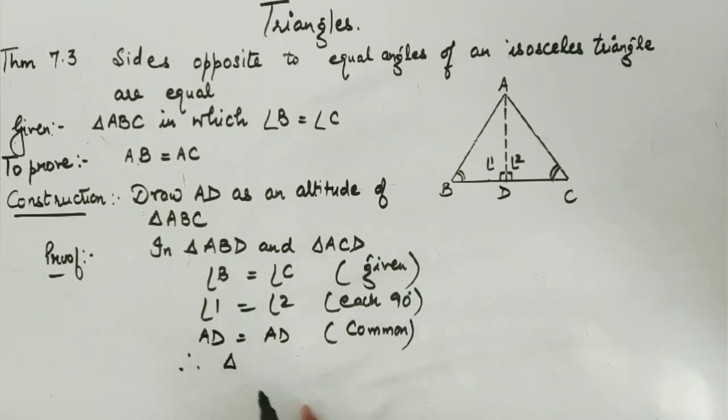Therefore, triangle ABD is congruent to triangle ACD. Now, the rule is very important.